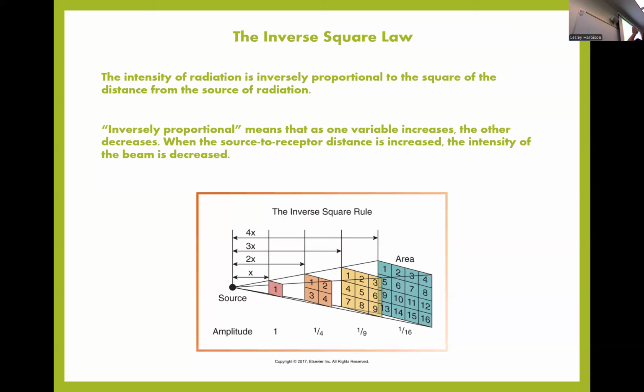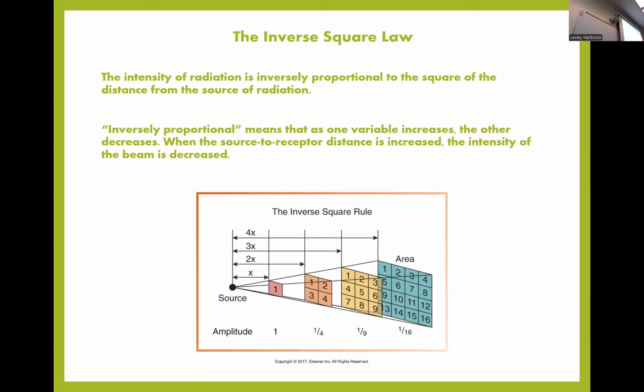So this is the concept. The intensity of radiation is inversely proportional to the square of the distance from the source of radiation. That's where it gets confusing. Inversely proportional means that as one variable increases, like the distance, the other will decrease. So we're going to have this inverse relationship as these numbers change. The source is going to be at our tungsten target. The source is where the X-rays are developed.